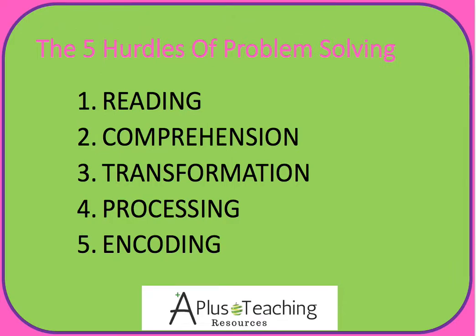Anne Newman found that there were 5 specific hurdles that you had to overcome during problem solving. So the first one is reading the problem. Second is actually comprehending the problem. Third step was something she called transformation. Fourth step was processing, and the 5th is encoding. So I'm going to take you through these 5 steps.